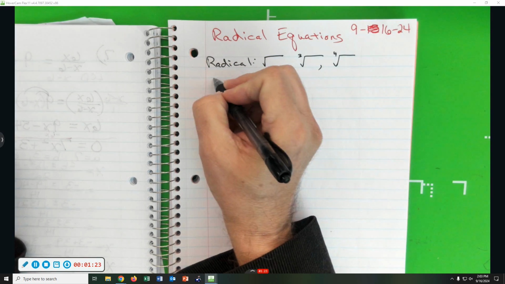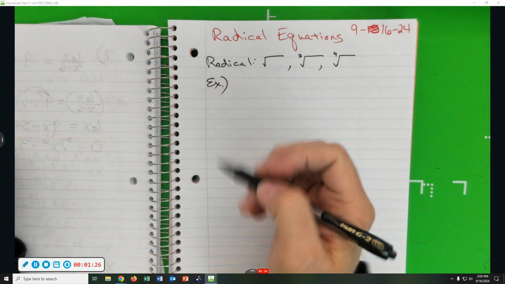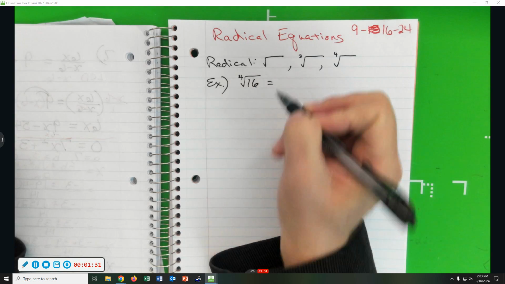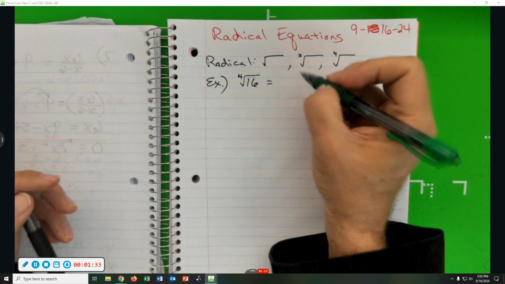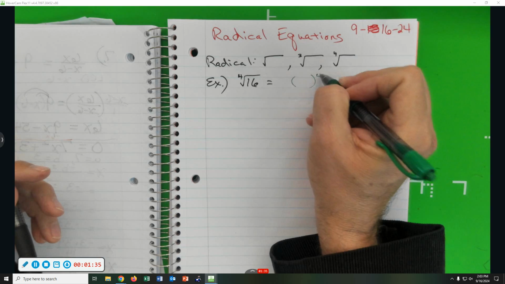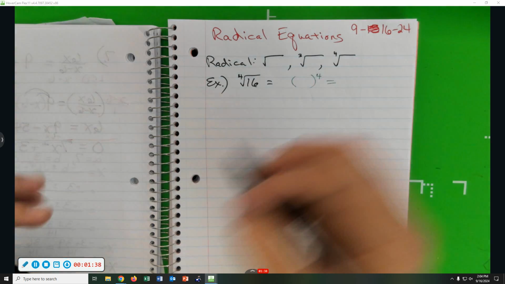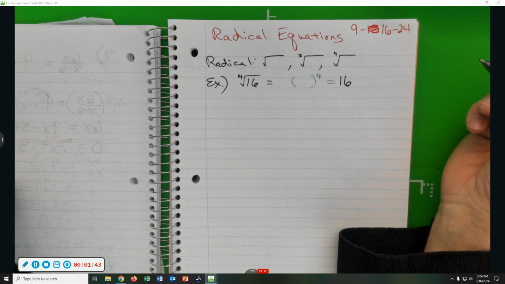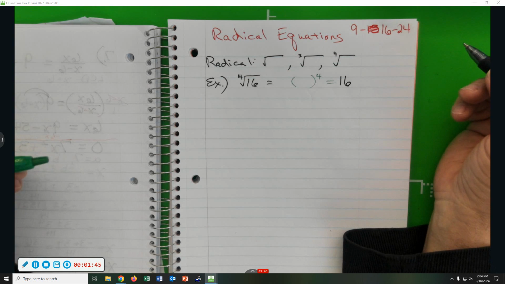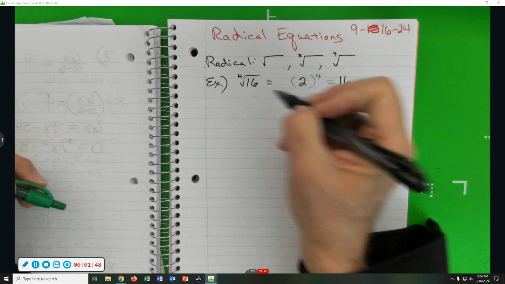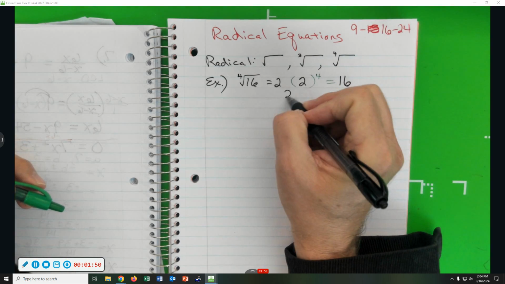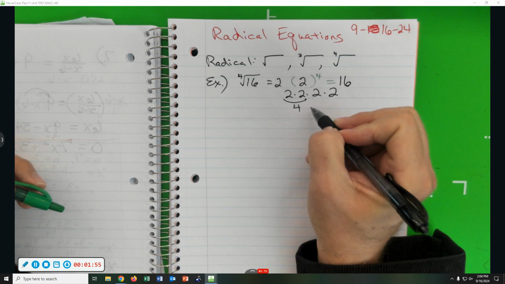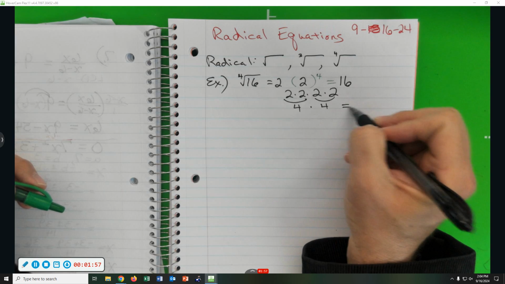For example, I know we've seen plenty of square roots, but take something like a fourth root. Say the fourth root of 16. You're asking yourself, what number to the fourth power will give you 16? Be careful, don't say 4. 4 squared is 16, but not 4 to the fourth. The answer is 2, because 2 times 2 times 2 times 2 is 4 times 4, and sure enough, that's 16.